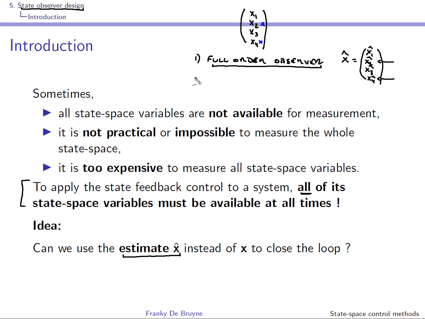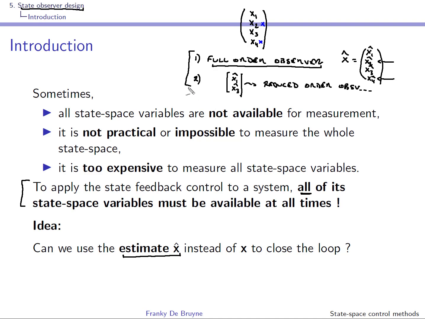Of course, the other alternative, and this will use less computational power, is simply to estimate x1 hat and x3 hat. Okay, so we only estimate or observe what is not measured, and this leads to a so-called reduced order observer, right?